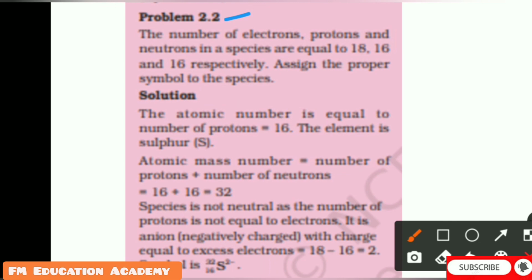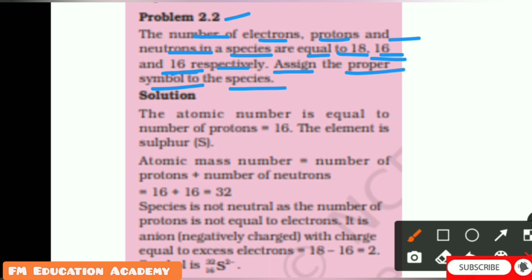Now let us move to the second problem. The question is, the number of electrons, protons and neutrons in a species are equal to 18, 16 and 16 respectively. Here which symbol or which element it is, is not given in the question, but the number of protons, electrons and neutrons is given, and it is asking us to assign the proper symbol to the species.